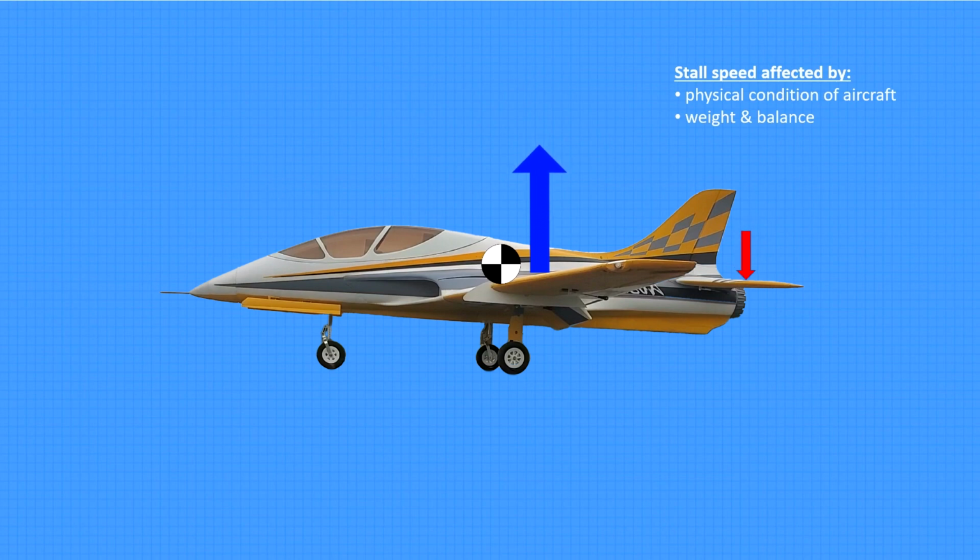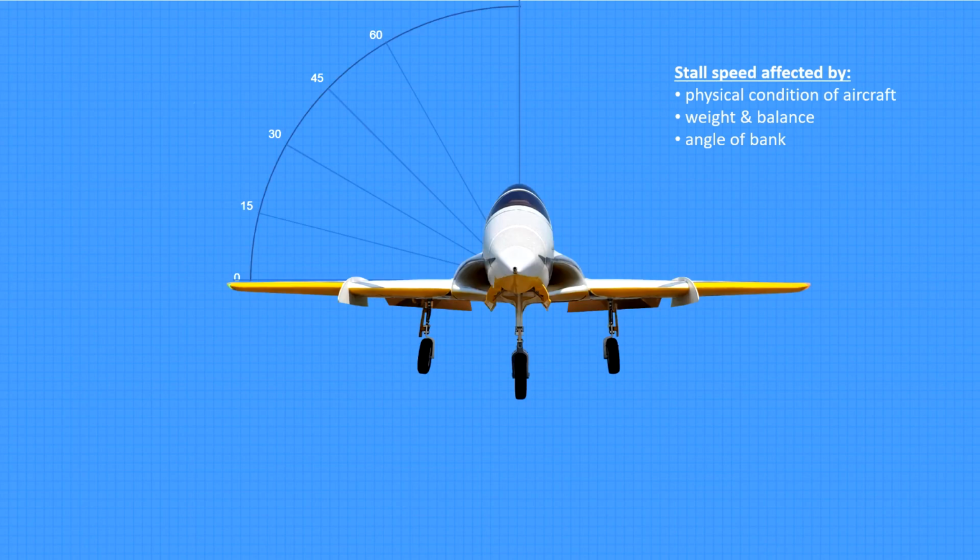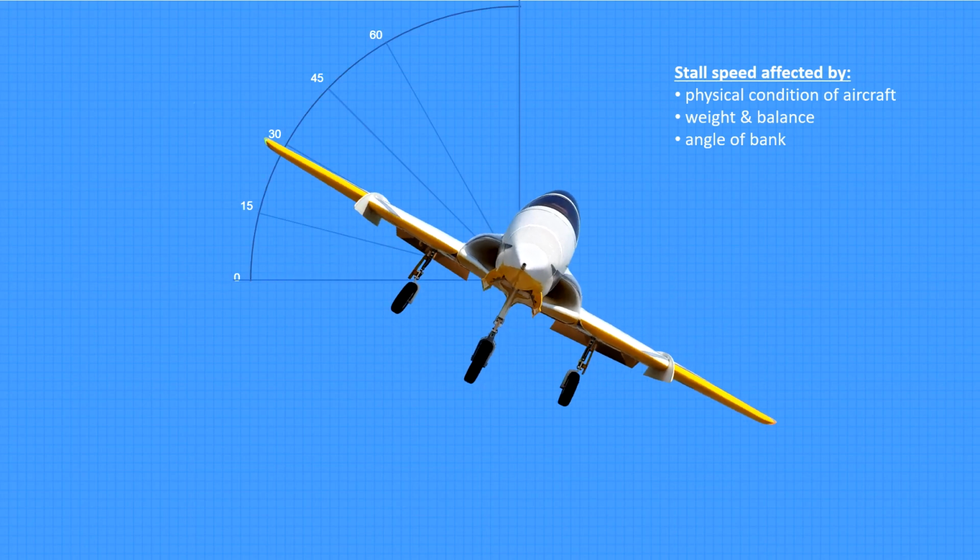Conversely, moving the CG back decreases the force needed on the tail, so stall speed will decrease. Angle of bank. More on this in a minute, but the brief on this is that stall speed increases with angle of bank, and it's not linear, so sticking to 30 degrees or less is best.